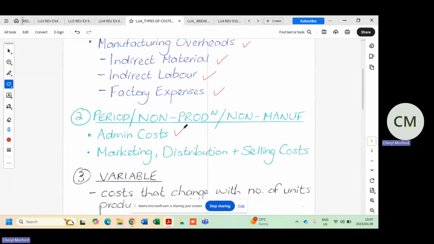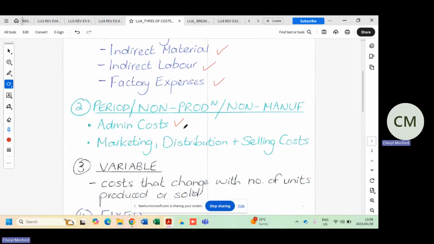If we are looking at the security guards in the factory, indirect labor, that is manufacturing overhead. However, if the same company provides security staff to guard the office, then it's a period cost because it's an admin cost. Going then to depreciation. If it is depreciation of photocopiers, etc., it's a period cost and an admin cost.